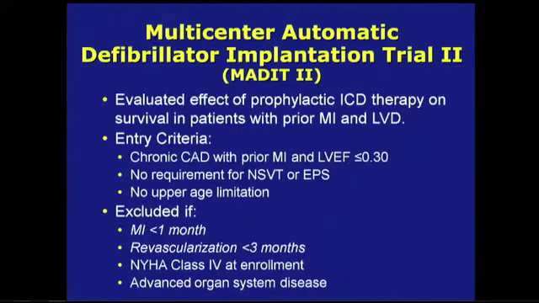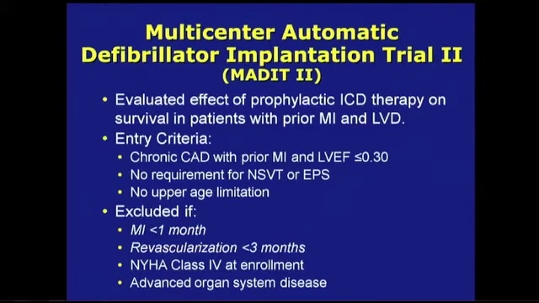So the recommendations for the waiting period are based on randomized controlled trials that led to both the guidelines as well as our insurance coverage decisions in our country. Well, MADIT-II, the trial that is the basis for 80% of the primary prevention devices that are implanted in the US at least, evaluated the effect of prophylactic ICD implantation post-MI.